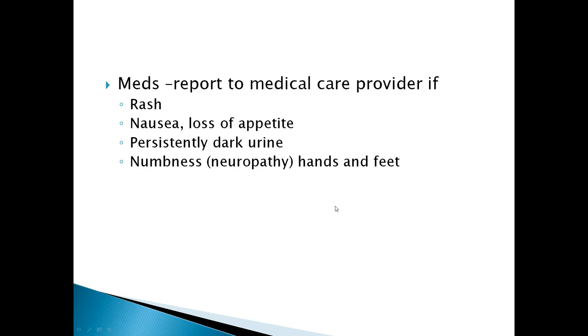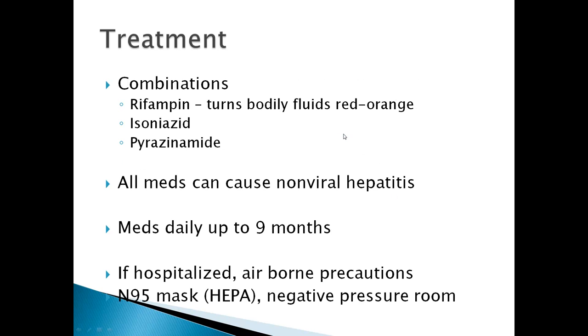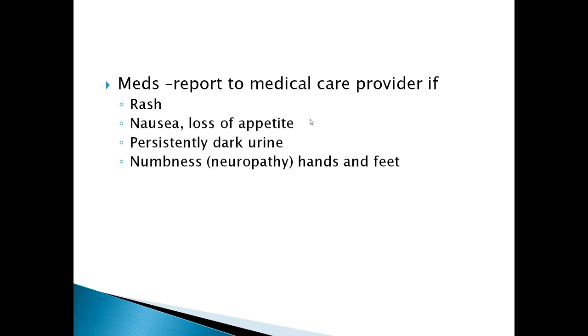So the medications, if they cause any of these: persistent dark rash, nausea, loss of appetite. If you're not getting enough food in, then we may need to change the medication combination. Persistently dark urine, that's an issue because obviously if you have that, that means you've got really bad hepatitis. It can also cause neuropathy. The other thing previously on this one is rifampin turns your bodily fluids red-orange, so that's normal. That'll happen as long as you're taking it, but it's okay.